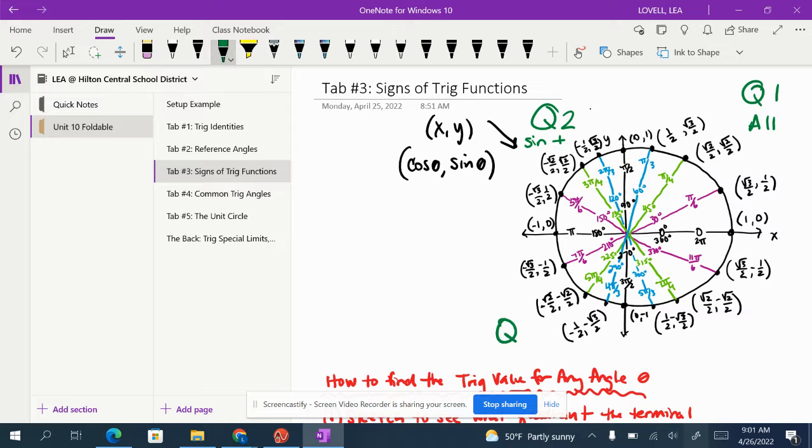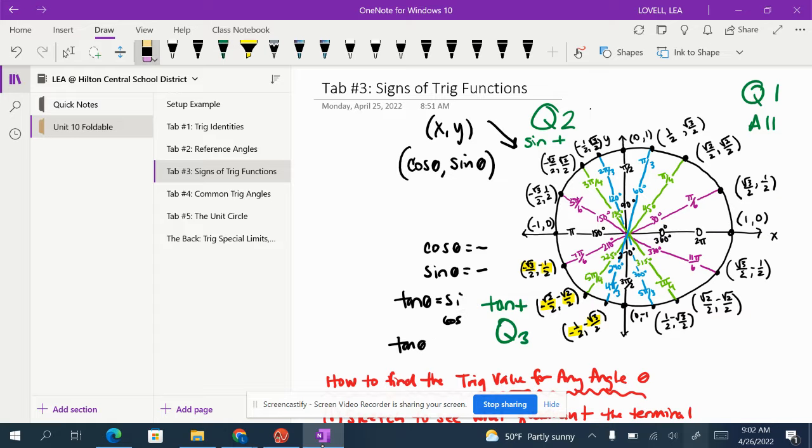So in quadrant 3, let's look at whether cosine is positive or negative. So let's look at the x coordinate. In quadrant 3, all of the x coordinates are negative. That means cosine is negative. And the y coordinates are also negative. So that means sine is negative. So in quadrant 3, both cosine and sine are negative. Tangent can be rewritten as sine over cosine. So sine is negative, cosine is negative, and negative divided by negative is a positive. So we have cosine being negative, sine being negative, and tangent being positive. So in quadrant 3, only tangent is positive.